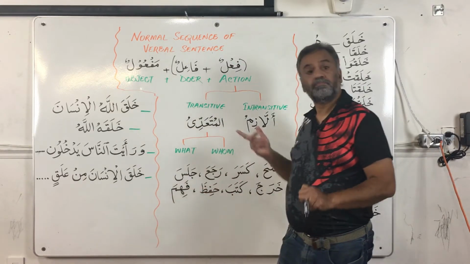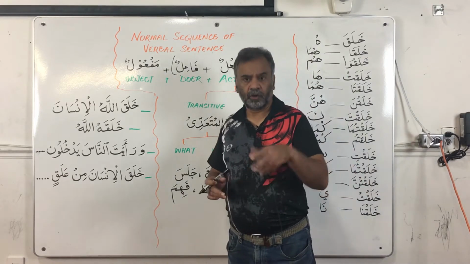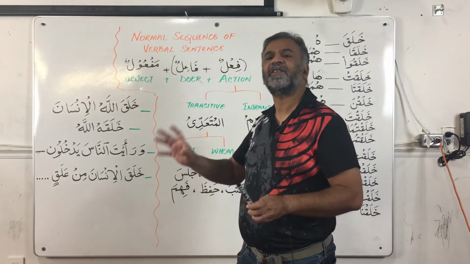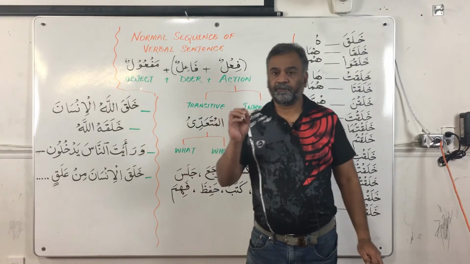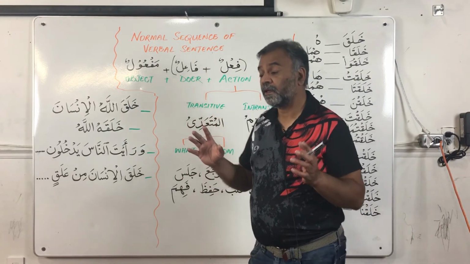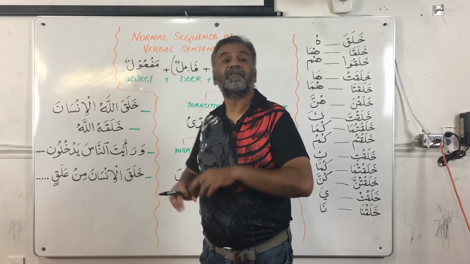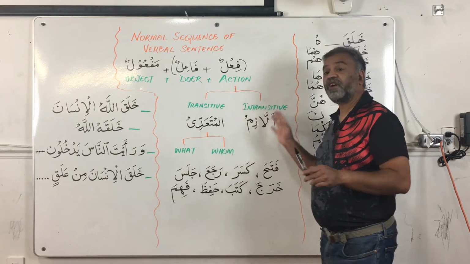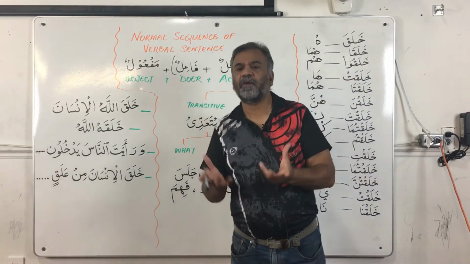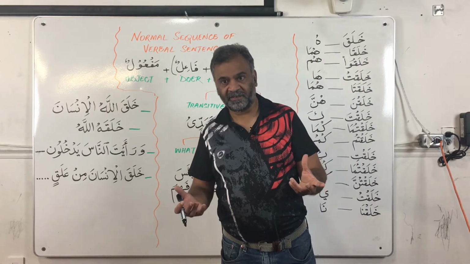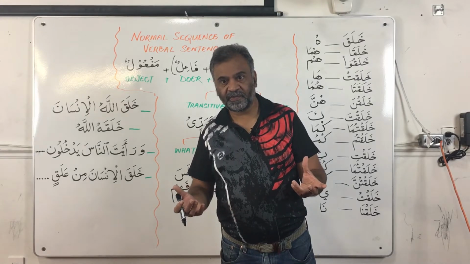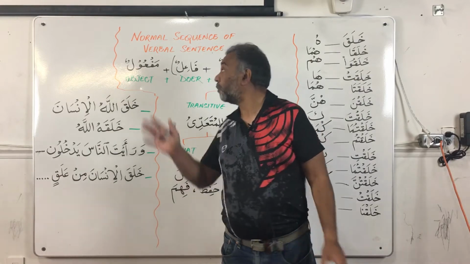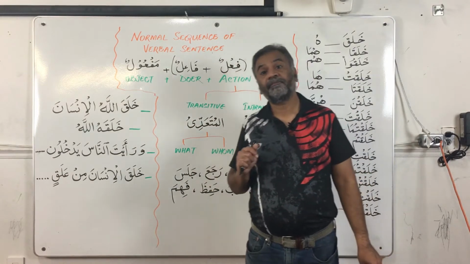Or whom. What and whom, those two, if those make sense. So this is an easy formula. If the what and whom does not make sense in a verb, then we call it intransitive or lazim or complete verb. It does not need an object. On a very basic level, it does not need an object or the maf'ulun bihi.